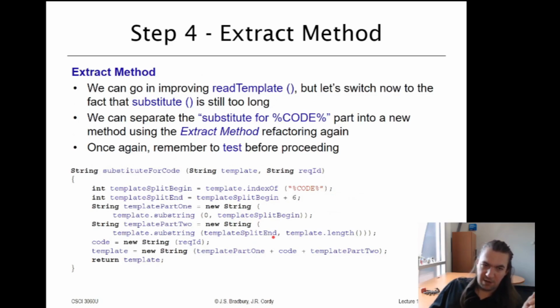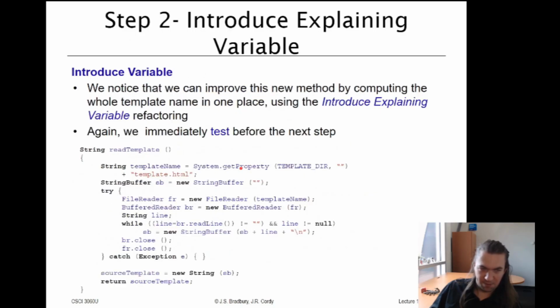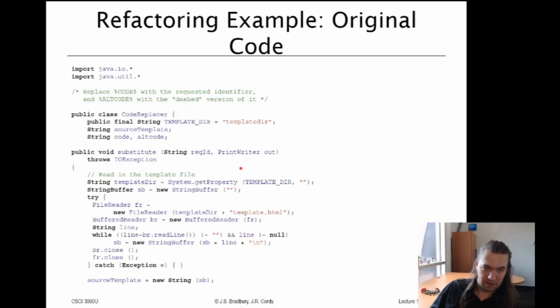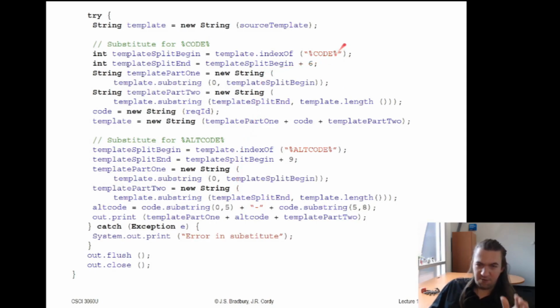Okay, now the substitute method is still too long, and if I go back to it, I can show you one part of it that I don't like in particular. Let me go back here. So over here, without looking at the nitty-gritty details of the code, you can kind of see that this part here and this part here, where the two are separated into blocks by these comments, look really similar. Template split begin, template split begin, part 1, part 1, part 2, part 2, assign some code something, assign some code something. There's a lot of overlap between these.